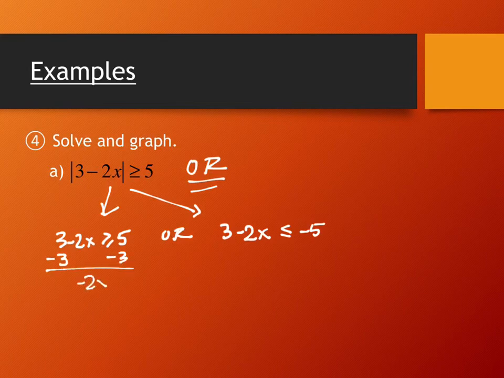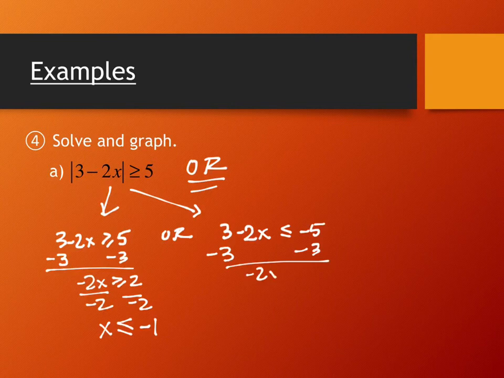All right, so we start with taking away a 3. That leaves me with negative 2x is greater than or equal to 2. Dividing by a negative 2, which will switch my sign, x is less than or equal to negative 1. On the other one, the steps are the same. I subtract my 3. Negative 2x is less than or equal to negative 8. Divide by negative 2. That changes my sign from less than to greater than or equal to, and I have a 4.